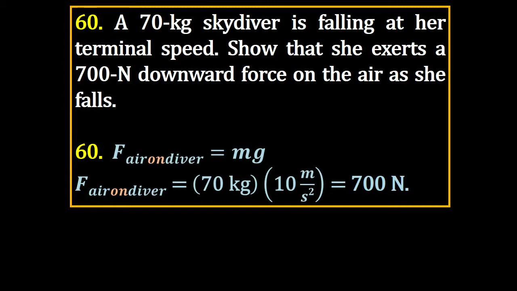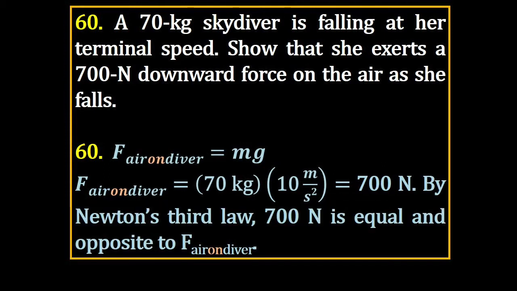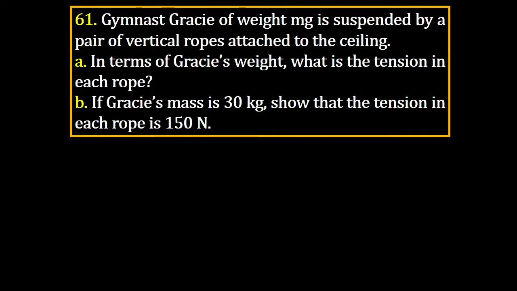So it's got to be equal and opposite. The upward is going to be 700 newtons, and the downward is going to be 700 newtons. So by Newton's third law, 700 newtons is equal and opposite to the force of air on diver. So it's no big deal. Relative to Newton's third law, it should make sense. Upward and downward are equal in magnitude and opposite in direction.